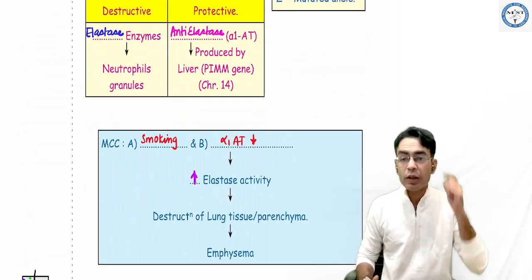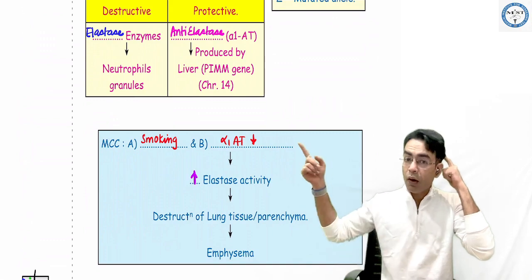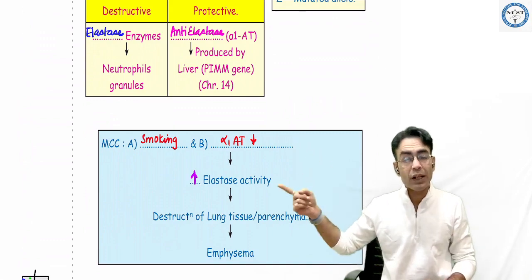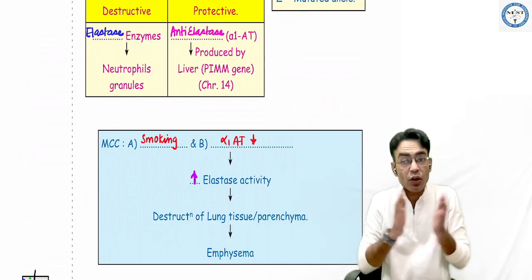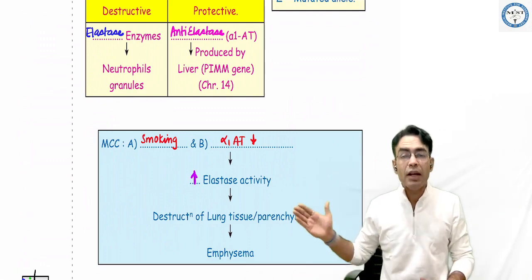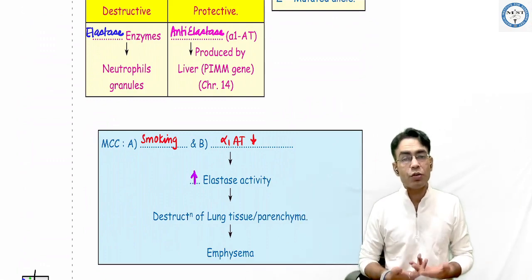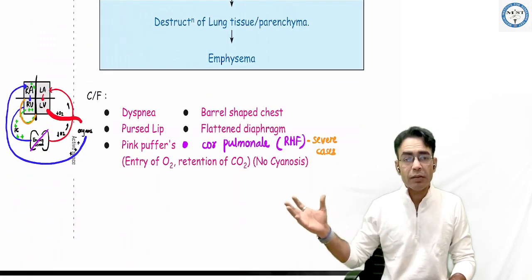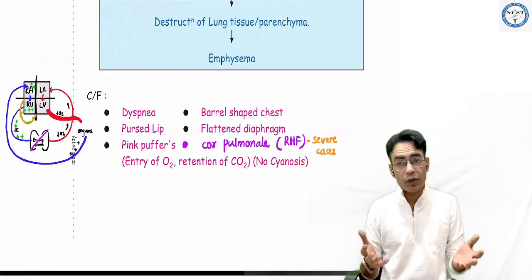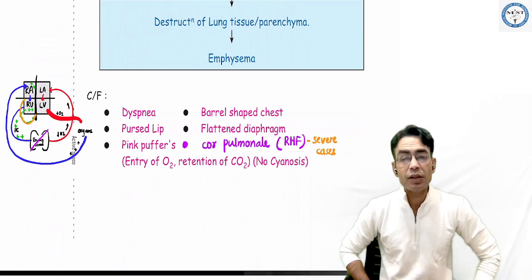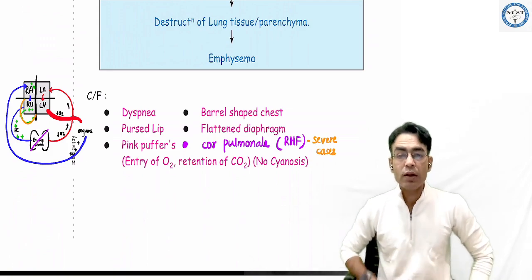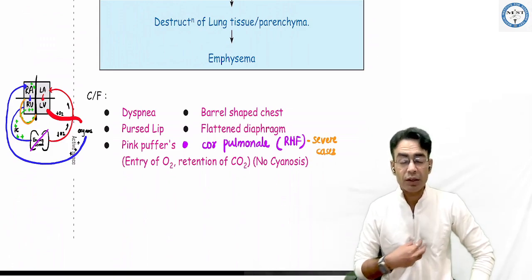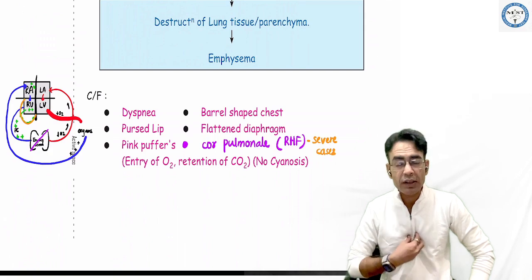Now, emphysema, most common cause is smoking or alpha-1 antitrypsin deficiency, which will increase the elastase activity because you're not having anti-elastase enzyme. It will destruct the lung or the tissue parenchyma, and emphysema can happen. Now, this emphysema can lead to dyspnea, obviously, pursed lip because the patient is always doing like this, because something is destructed, it is something is obstructive inside.